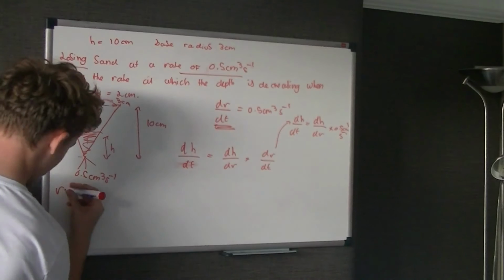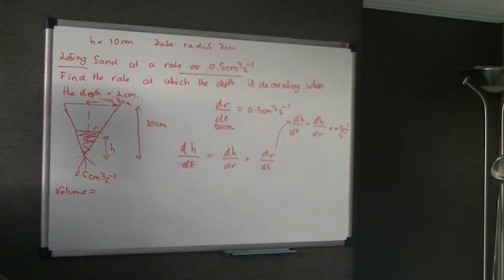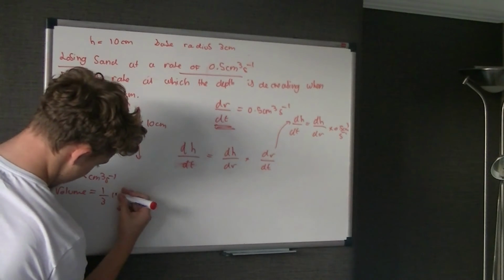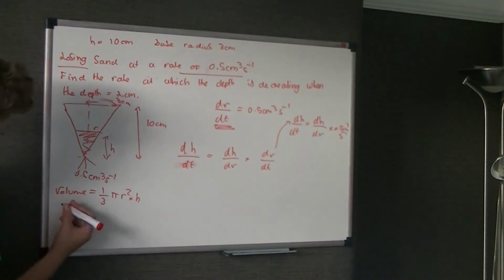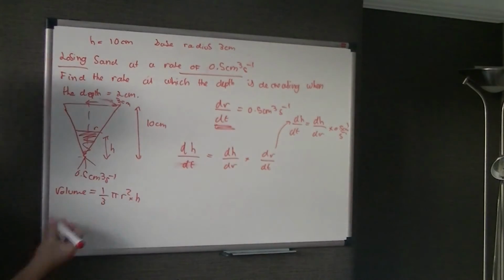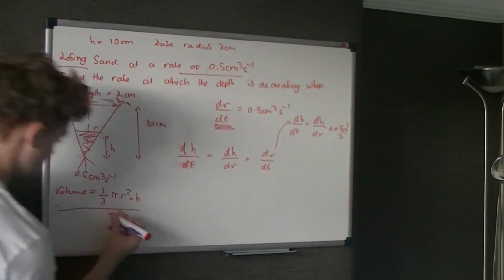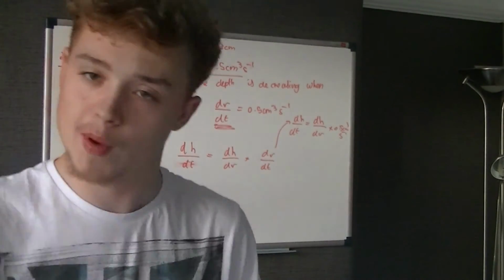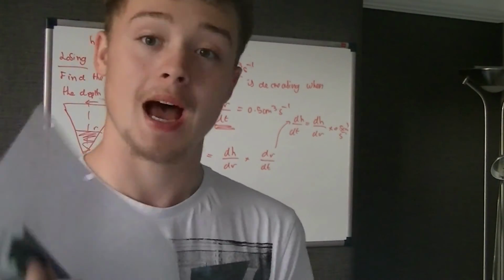Now you should know the volume of the cone is a third pi r squared times h. Okay. Now the reason we can't do dV by dH is because if we try to differentiate volume with respect to h, we've got an r squared in there, so we have to change the r squared into an h.